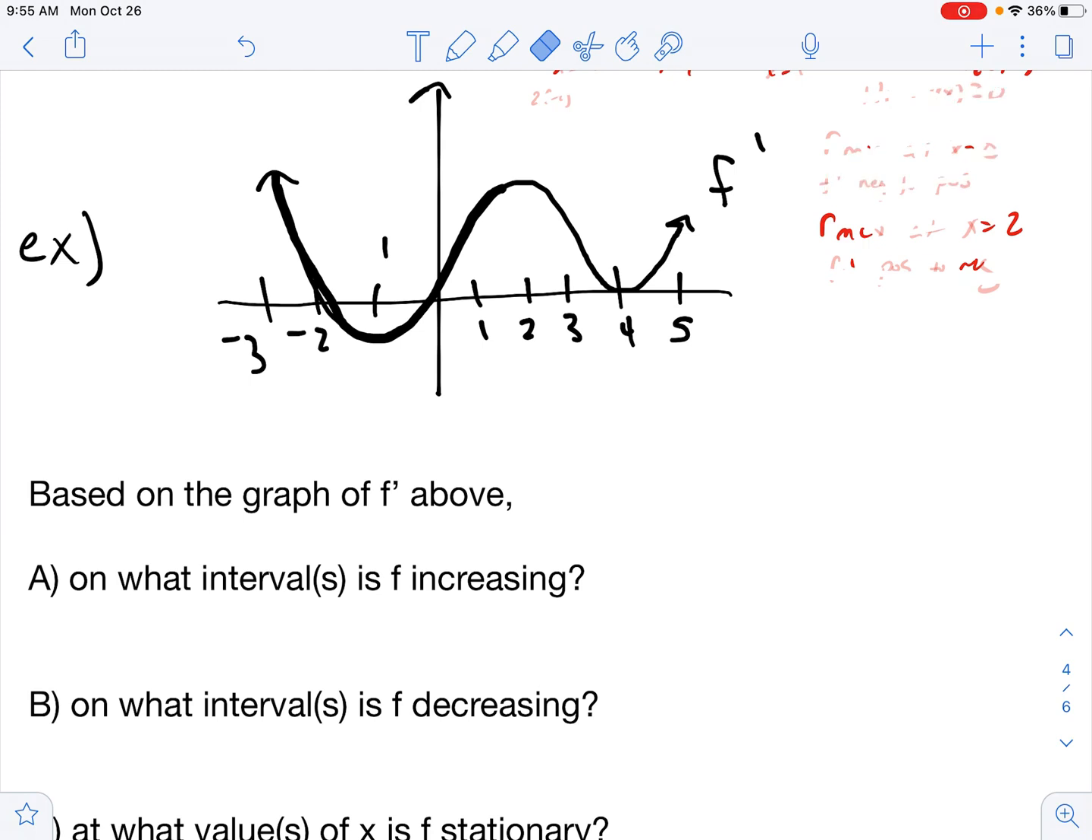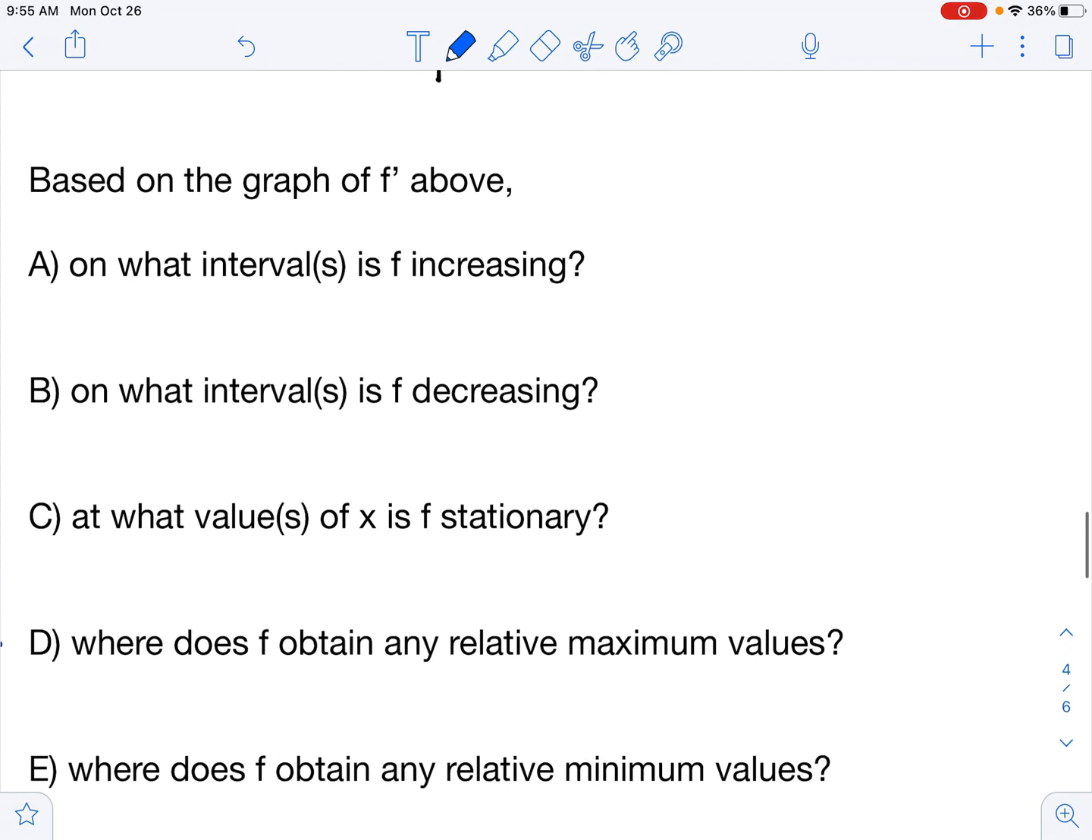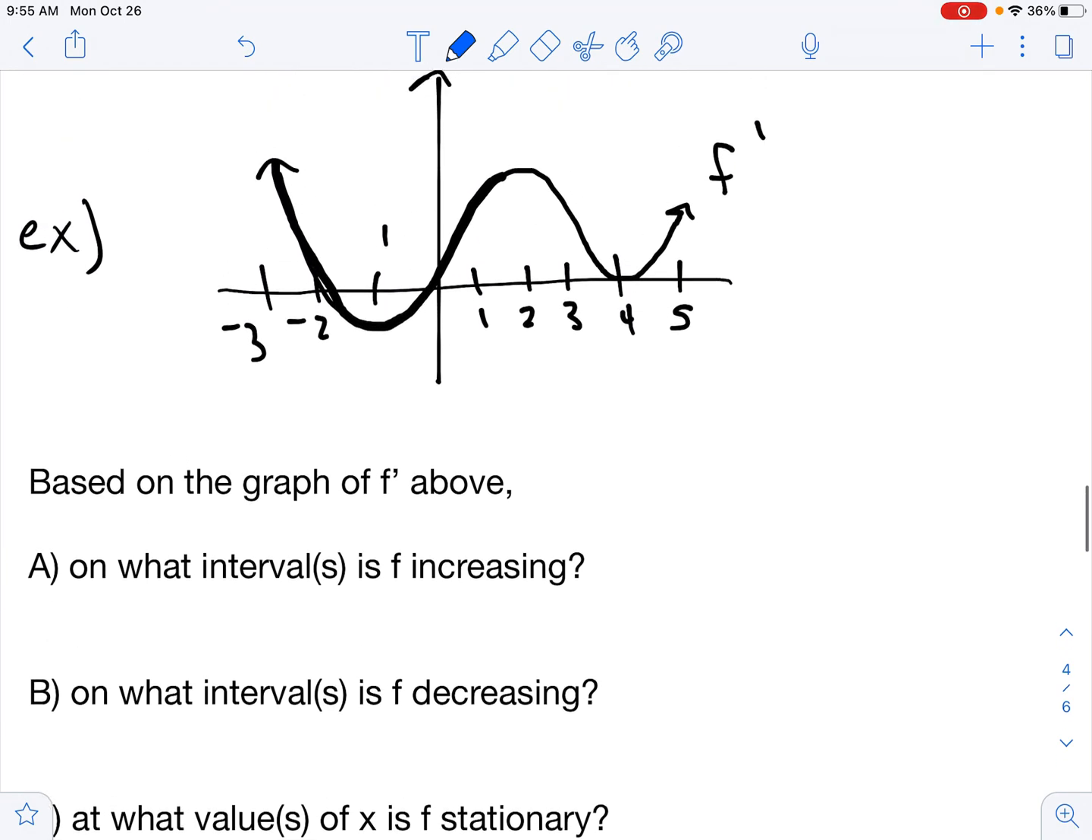Okay, let me get rid of these from the last example just to clean this up a little bit. And these are pretty popular on the AP exam where they give you graphs and they ask you to answer with justification. So based on the graph of f prime above, we should be able to answer these questions, okay? On what intervals is f increasing? Well, f increases when the first derivative is positive, okay? When f prime is positive, greater than or equal to 0, I should say. So that's your justification. I tend to start with the justification.